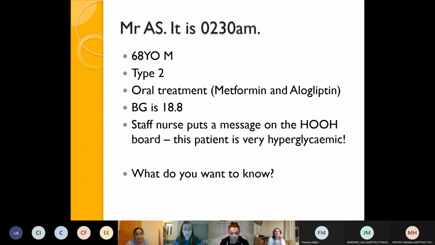So is there anything else you want to know about the patient? Whether or not he's well. Yeah, exactly. See if he's got any kind of infection brewing, maybe, because that can increase your blood glucose. Yeah. And if he's well, then that doesn't really do that much. Yeah, that's exactly right.